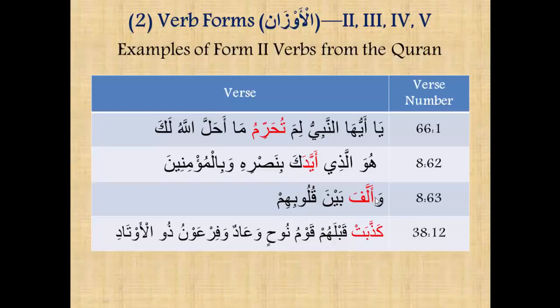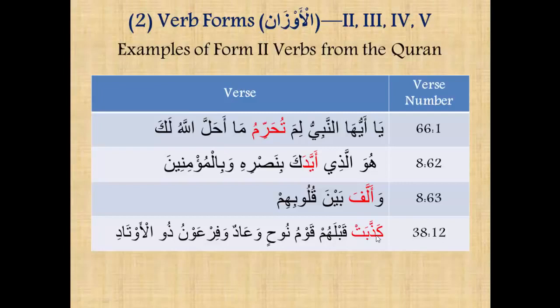Form two. كذبت قبلهم قوم نوح وعاد وفرعون ذو الأوتاد. كذبت. This is conjugated for هي in the past tense. The verb is كذب يكذب التكذيب.